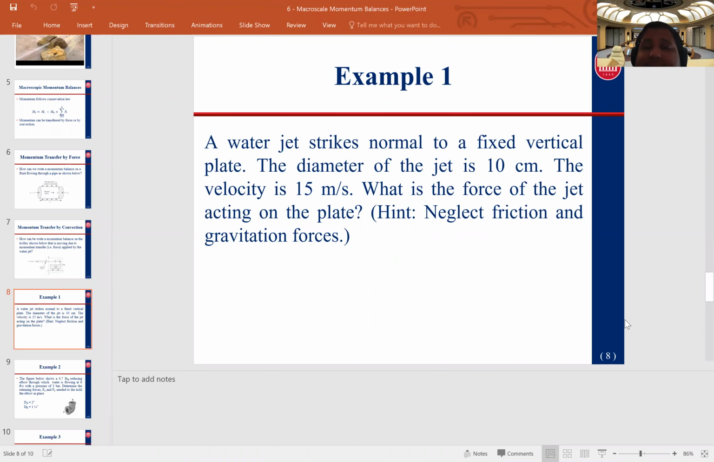This one, we're looking at just a simple water jet striking a fixed vertical plate. The diameter of the jet is 10 centimeters and the velocity of the jet is 15 meters per second. What is the force of the jet acting on the plate? For this one, I'm going to give you guys a couple minutes to work together in some breakouts, just to get you talking and doing some calculations yourself. So feel free to jot this down, then jump into a breakout room and work together.